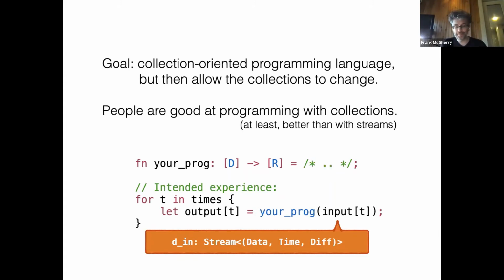Sorry. The time, when did this change happen? This is, in essence, the t in this loop, right? So as we're moving through these times, we want to be very clear about when a change happened. This is an important part of being correct, essentially. And this third component, the diff, describes the nature of the change. An easy way to think of this is maybe as a +1 or a -1, indicating whether the data was added or removed from the collection.